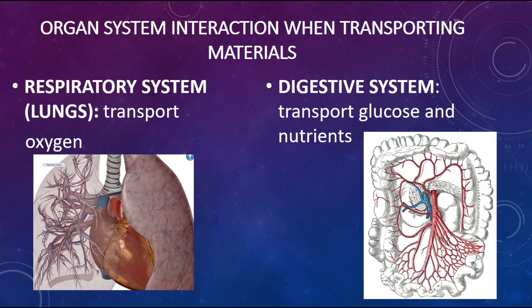And also, the circulatory system is working with the digestive system when transporting materials. The circulatory system takes in nutrients such as glucose and other vitamins and minerals from the digestive system and transports those nutrients to other parts of the body where they can be used in different cellular processes.